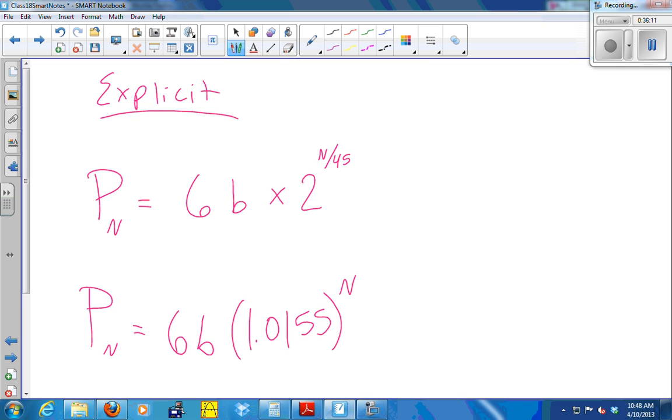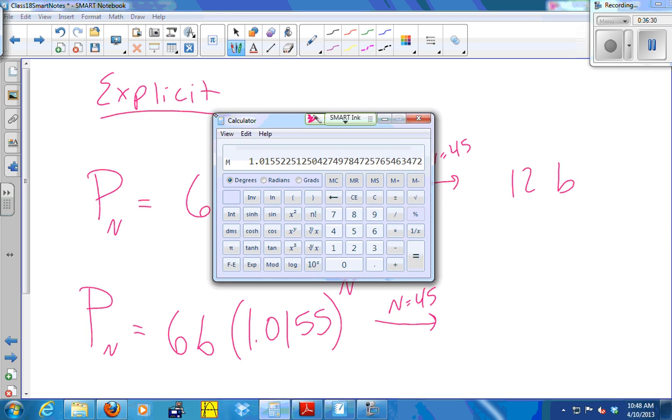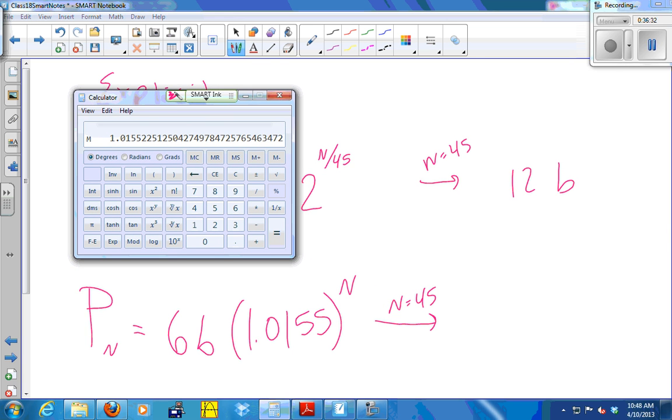So let's check one. Let's try 45 years. We know that if n is 45, this should come out to 12 billion. Let's see if this one gives us 12 billion. If n equals 45, here's my 1.0155 number. I'm going to raise that to the 45th, and I get 2. Then I multiply by 6 and I get 12.